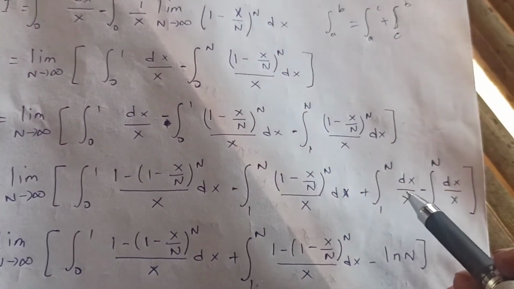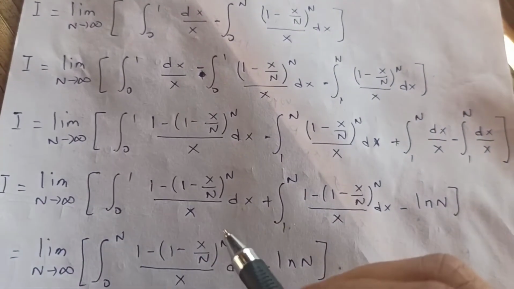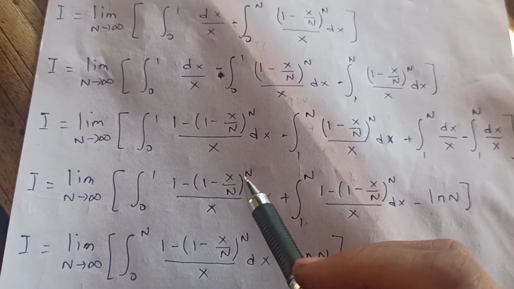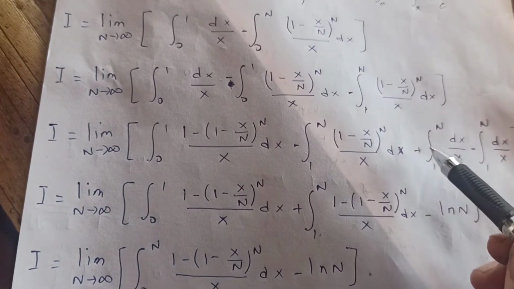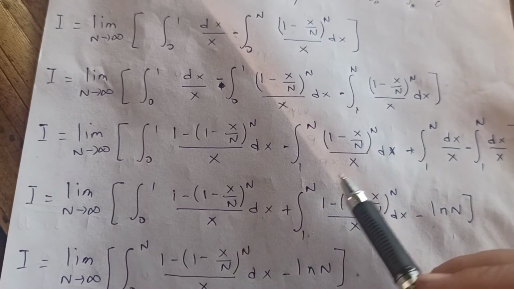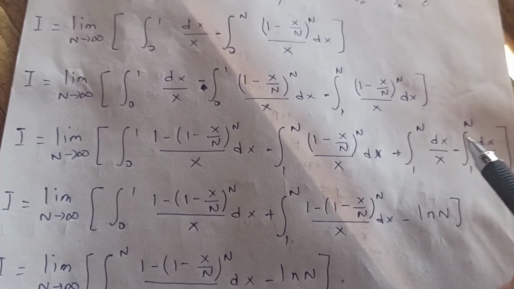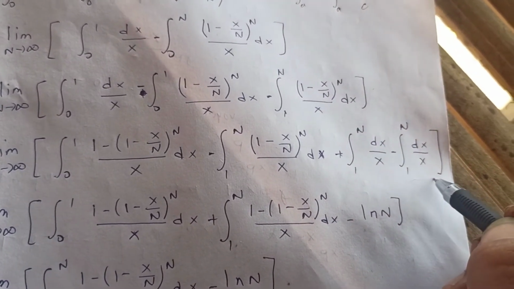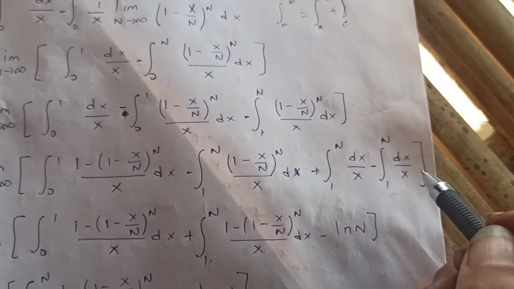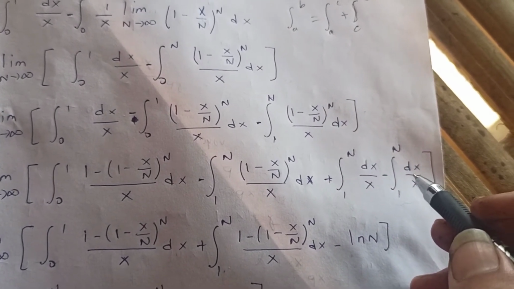Now adding and subtracting the integral from 1 to n of dx/x, then the limit as n tends to infinity of the integral from 0 to 1 of (1 - x/n)^n over x dx, plus the integral from 1 to n of (1 - x/n)^n over x dx, minus the integral from 1 to n of dx/x. The integration of 1 over x is the natural logarithm of x. The limits are from 1 to n, so it will be log n minus log 1, right?